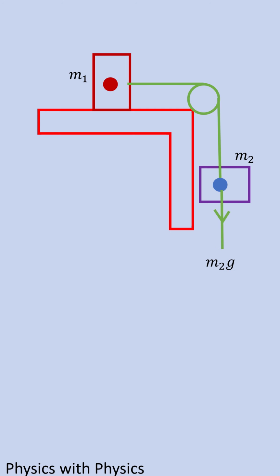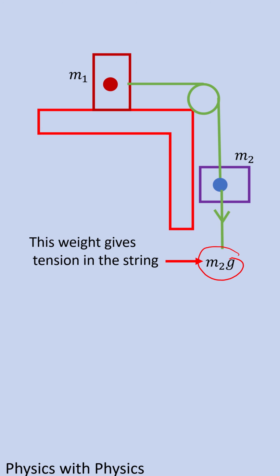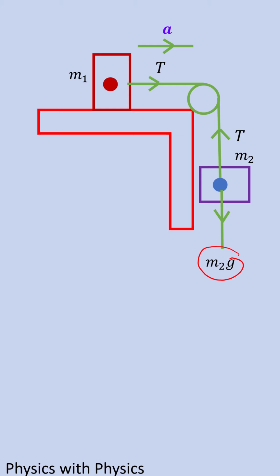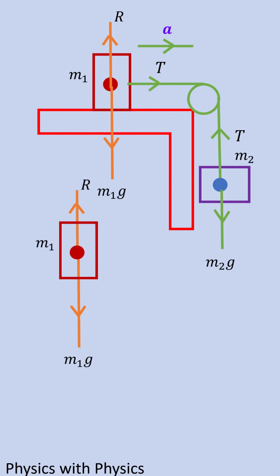Okay, the weight M2G acts vertically downward. Now, the tension T in the string. The magnitude of tension here, this and these, are the same because the string is massless and the pulley is frictionless. That's why the tension throughout is the same. Okay, M1G and R, frictionless pulley. Now there is horizontal motion for mass m1 and vertical motion only for mass m2. We'll be writing equations accordingly.